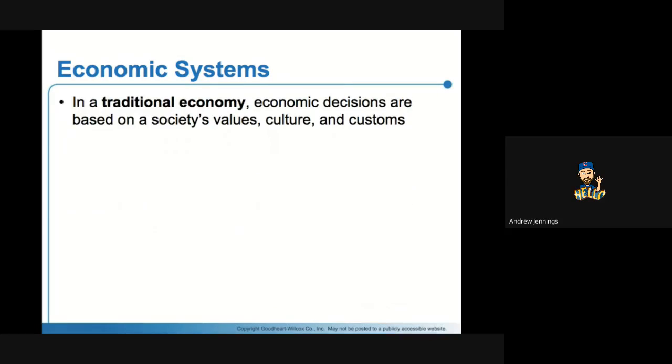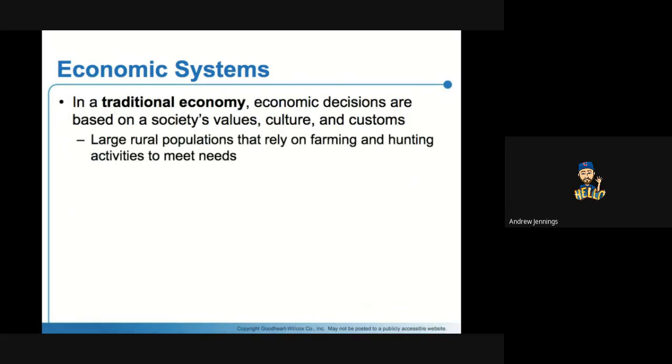This is going to be an economy where decisions are based on the society's values or their culture or their customs. So if we're looking at how these nations are going to be making their decisions, it's generally these large rural populations or tribal countries or tribal societies that rely on farming and hunting and gathering, all of those different activities in order to meet the needs of their society.